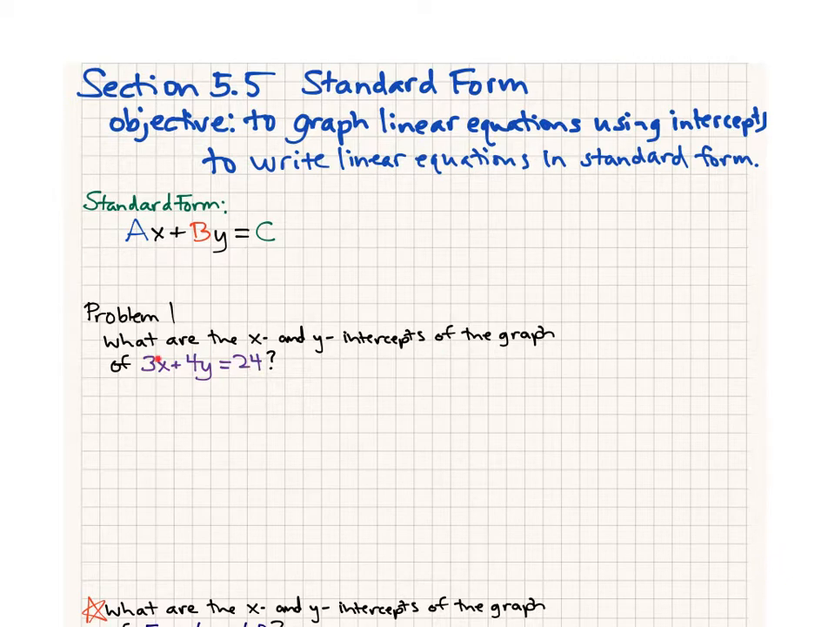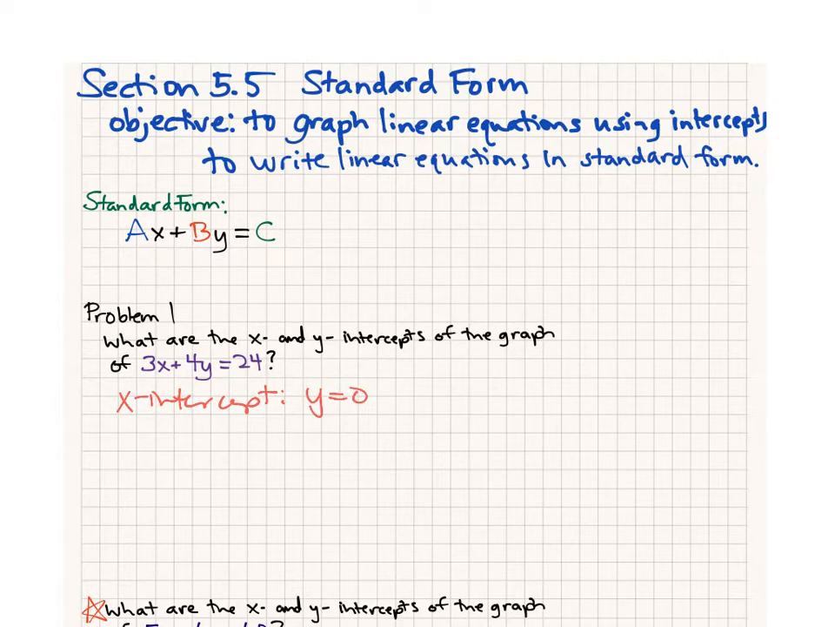In this form, it's really easy to find the x and y intercepts, because remember the x-intercept is when y equals 0 and the y-intercept is when x equals 0. So when you're in this form, just get rid of the x, solve for the y, get rid of the y, solve for the x. So let's look at the first one. The x-intercept is when y equals 0.